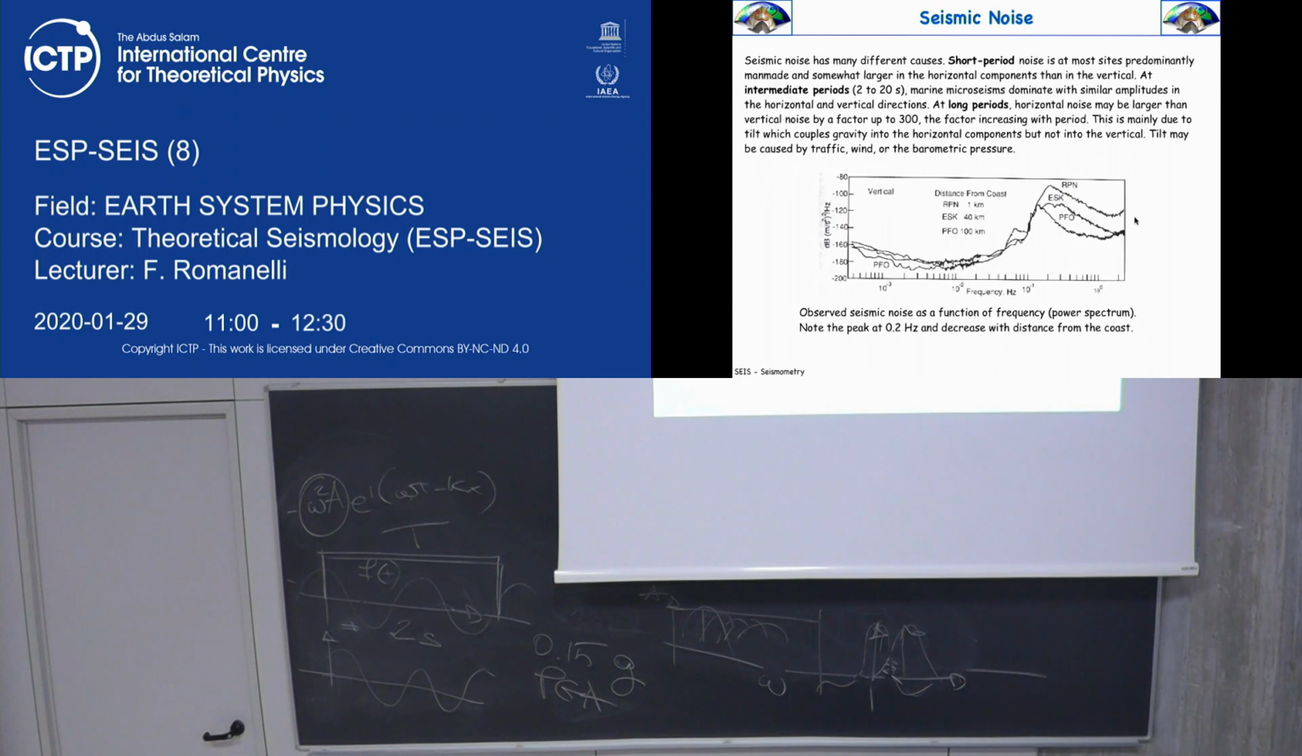So you have natural noise. You can call noise everything that is coming from tiny earthquakes, like microseisms. Or you can call noise the traffic. Everything that is related to human activities, or wind that is making the leaves of trees blow, whatever. Whatever is not a signal. And this is the typical spectrum of noise, distinguished by short periods, intermediate periods, long periods, that is not a signal.